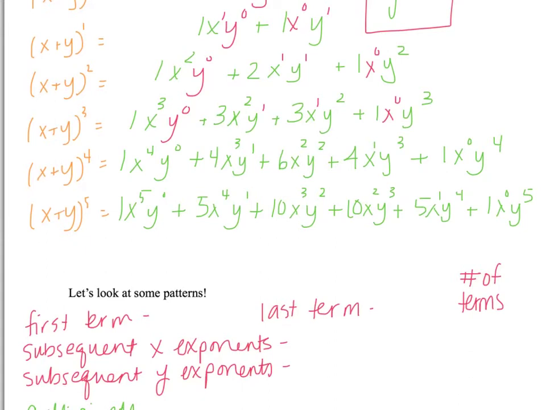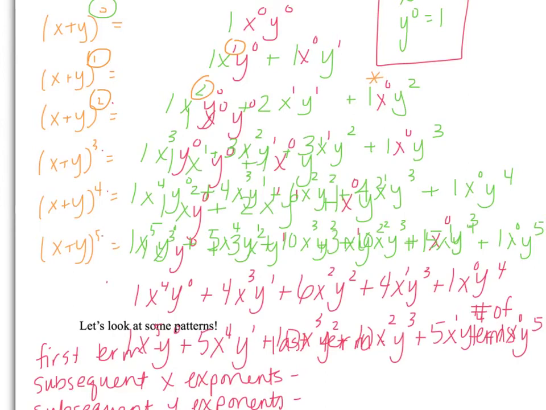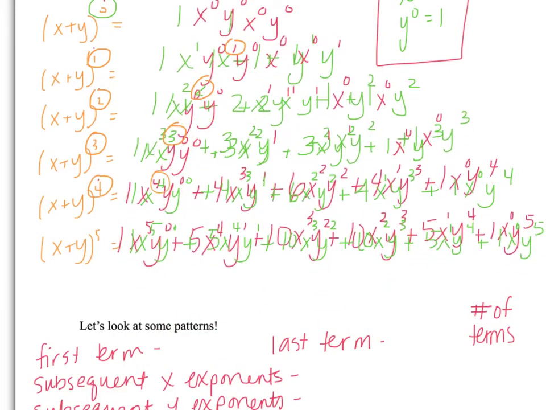I want to figure out what's happening with my first terms, my last terms, and what's going on with the exponents. So if I look at my first terms, notice they all have a coefficient of 1, first of all. Notice the exponent for x always matches the exponent that I was expanding to. So 1 was 1 here, 2 was 2 here, 3 was 3 here, 4 here, 5 here. Notice they continually go up at the same level as n, if this is x plus y to the n.